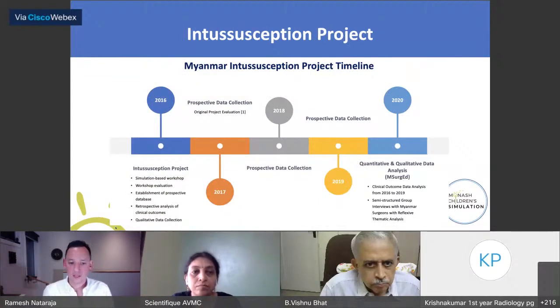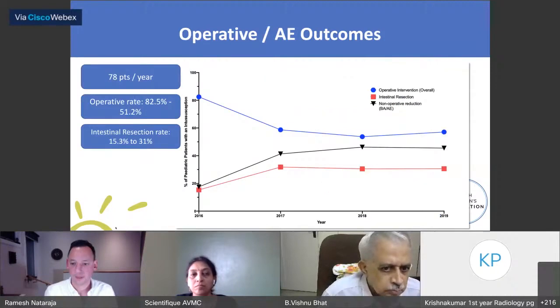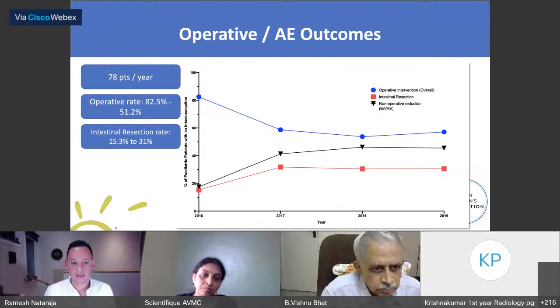And what we did essentially is over the next 4 years we collected data. We did a mixed method analysis. We did some structured interviews with the Myanmar surgeons in 2020, so last year. And we also prospectively collected data as well. And what we saw is that there was a significant drop in the amount of babies having an operation in Myanmar following the introduction of this. You can see just over 80% down to about 56%, and it then stabilized over the next few years. And you can see also the non-operative rates obviously went up as that went down.